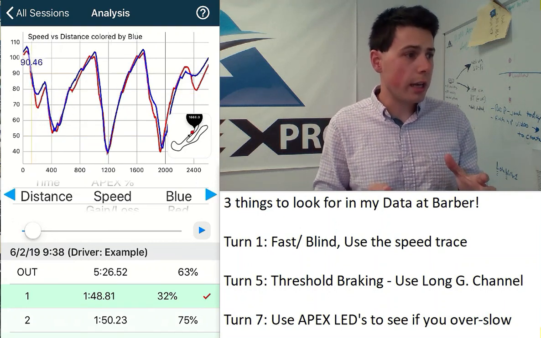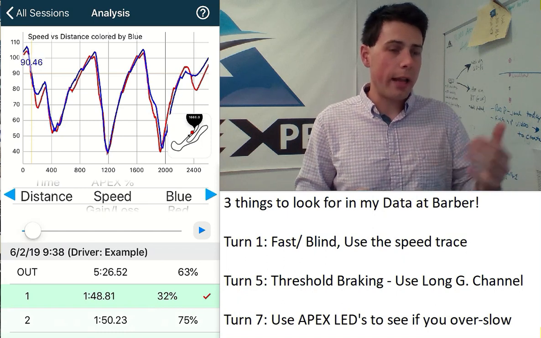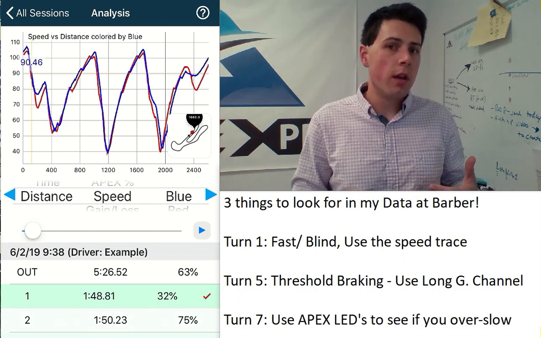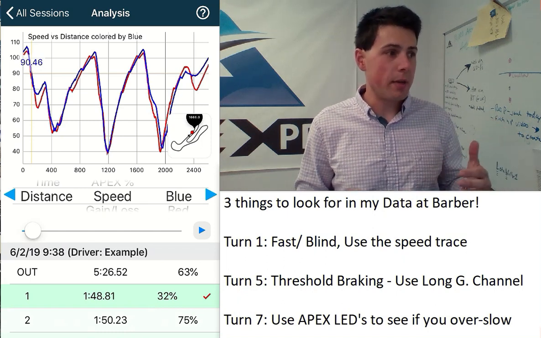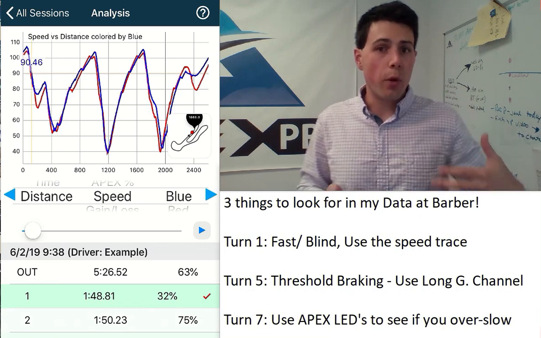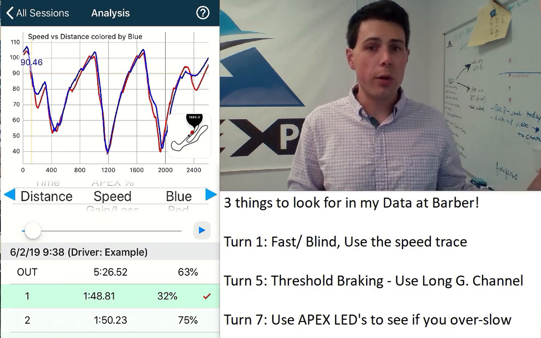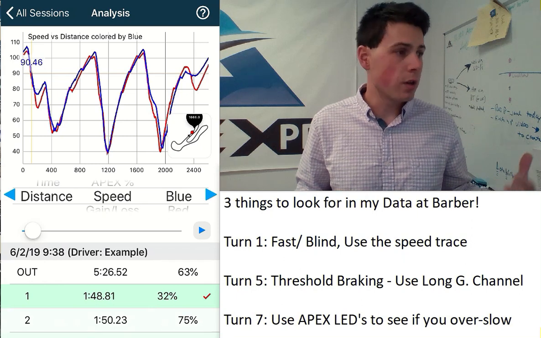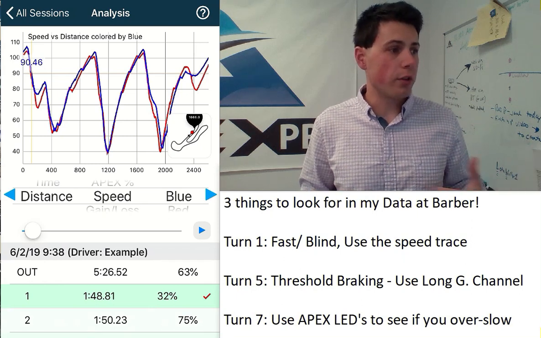So 2 things we're looking at here. One is the gap. If we're analyzing this with our own speed trace, that gap is even more telling because that means on one lap you were faster. So pull up your fast lap, overlay it with your slower laps, and see if there's a gap in the speed trace. Really simple. Also, we're looking for the shape.